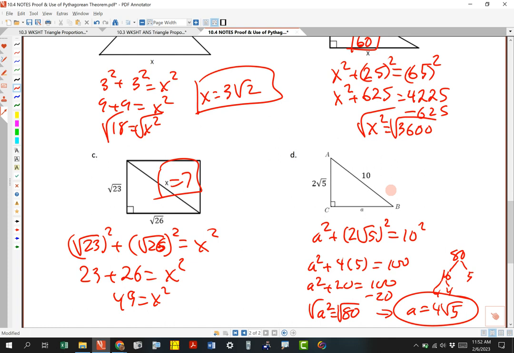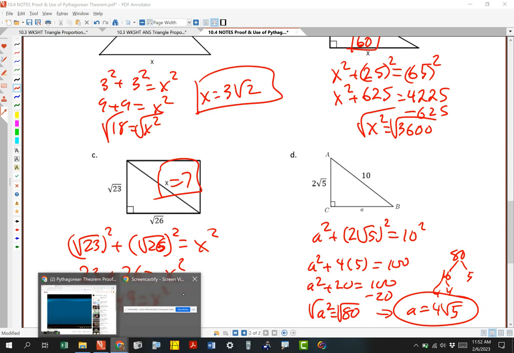Here's why this is on here, just to double check. When you square this, we square the 2, that gives us a 4. When you square the square root of 5, they cancel each other out. They're inverses, so we get a 5. That's a 20. Move it to the other side. We end up with the square root of 80. Any questions? Jack, what did you do wrong? I didn't square the 2.